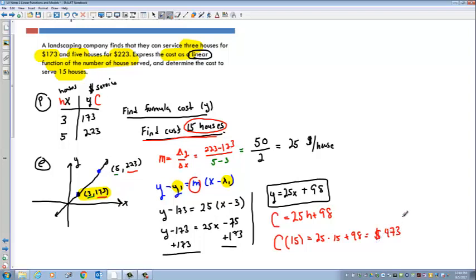So that's how I would do that one. So $473 is the answer to the second part of this problem. That's how much it costs to service 15 homes. So that's one type of problem.